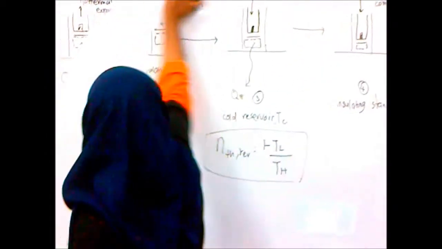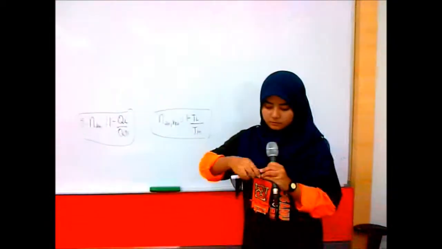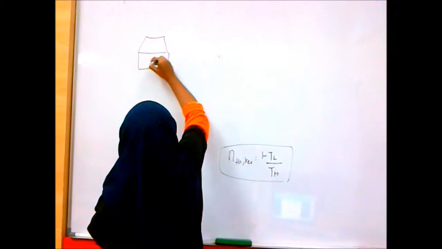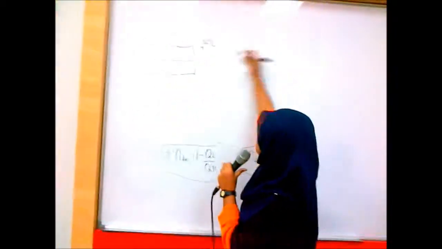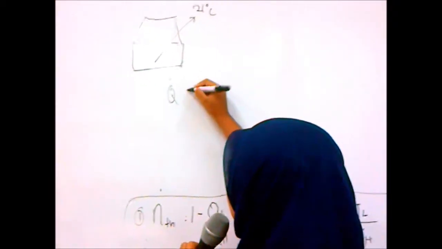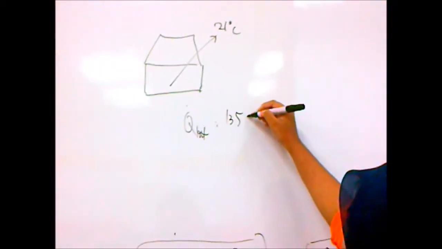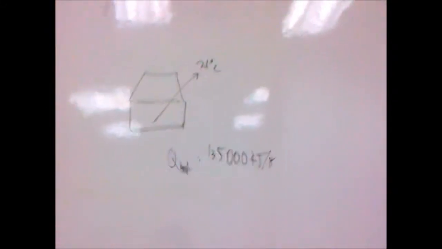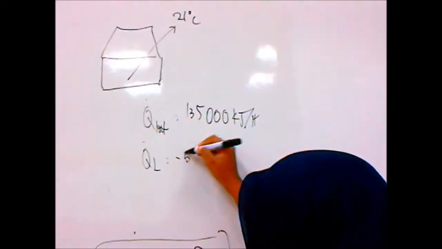Okay, this is Zidane's house. It has 21 degrees Celsius for the room temperature at this time. Then the energy flow rate is 135,000 kilojoules per hour. Next, okay, it said the temperature of the cold side TL is -5 degrees Celsius.